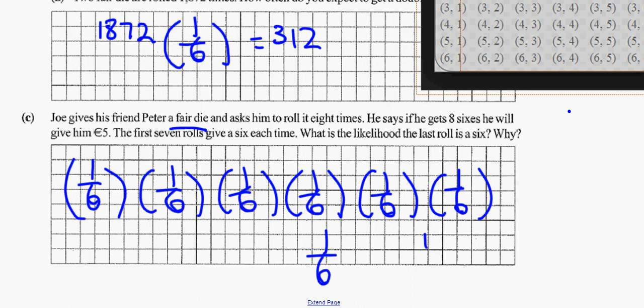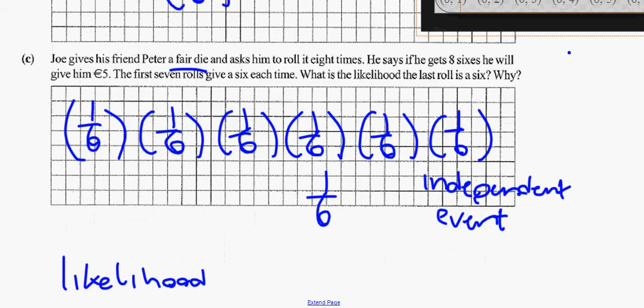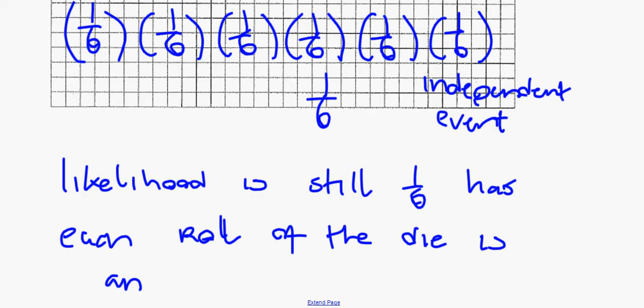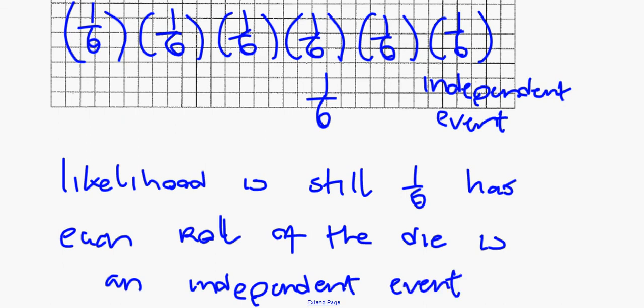it doesn't change the outcome. Every single time you roll a dice, you have a 1 in 6 chance of it being a 6. So these are what are called independent events. Okay? And when an event is independent, it means it's not affected by previous results. So the likelihood is still 1/6, as each roll of the dice is an independent event. Okay.